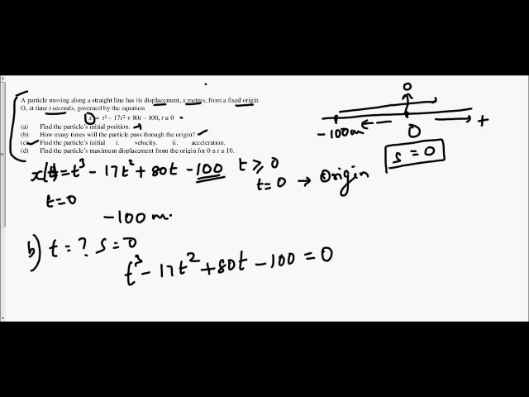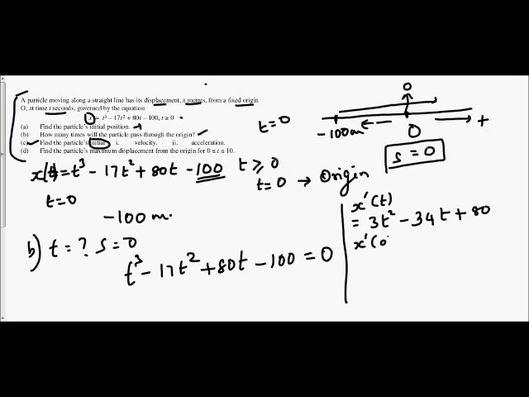Next, let me pass on to question C. Find the particle's initial velocity. You know, velocity is the derivative of the displacement. So the derivative here would be 3t square minus 34t plus 80. So this is x dash of t, and you are asked to find the particle's initial velocity. Initial always means t equal to 0. So at t equal to 0 is what you are supposed to find. x dash of t would be 80, and remember to write the units here, meters per second.